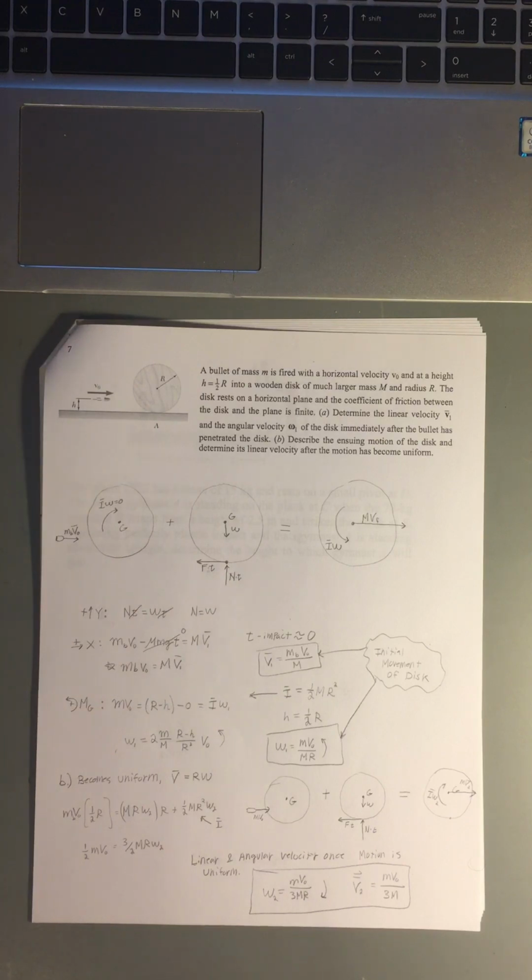And so that's the answer that part A wanted us to find, was the linear velocity and the angular velocity right after impact. For part B, the question states that we want to find and describe the motion of the disc and the diameter and determine its linear velocity after the motion has become uniform. And so after a little ways after this impact, the motion of this disc will become uniform, and we want to know what the linear velocity of this disc is at that time. And so in order to solve this, I drew another impulse and momentum diagram here. It's very similar to the one before.